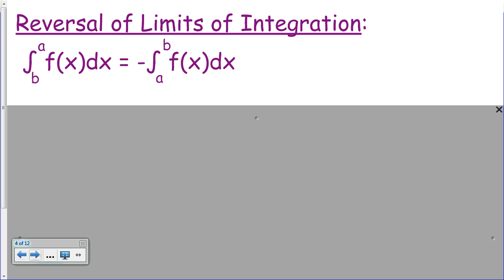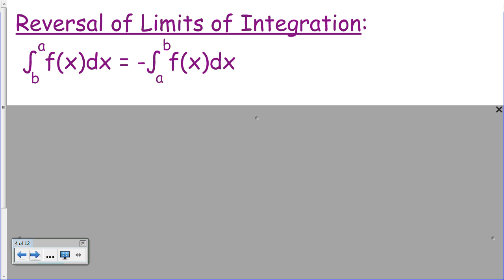All right, take a look at the second property. The second property is for the reversal of limits of integration. So it says there that if you find the definite integral from b to a, you're starting at b and going back to a, in other words, if b is greater than a, of f of x dx, that turns out to be the opposite of the integral from a to b of f of x dx. So in other words, if I swap the a and the b, you end up with the opposite of the definite integral.